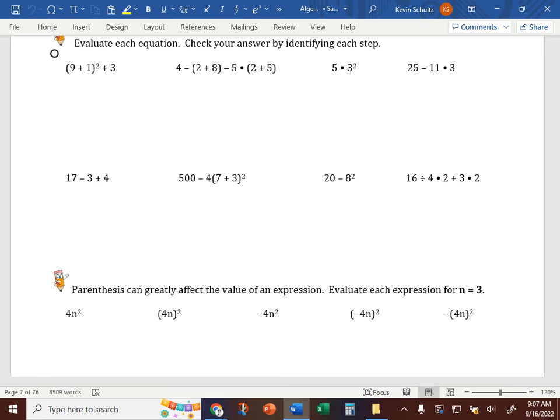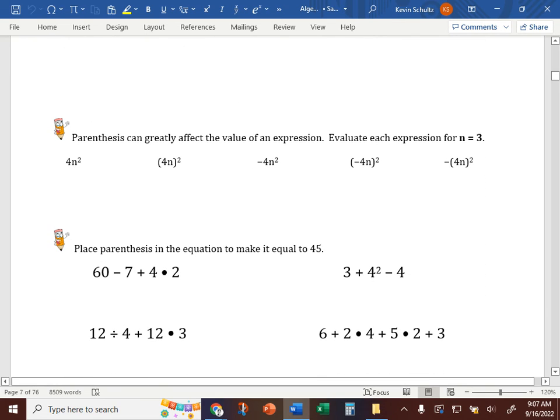Quiet, folks. Thank you. The next section says parentheses can greatly affect the value of an expression. Evaluate each expression when n is 3. So these are all pretty similar. They all contain a 4, an n, and a squared. Some have parentheses, some have negative signs, some have parentheses in different places. Just take a look at how parentheses affect a value, affect an expression.